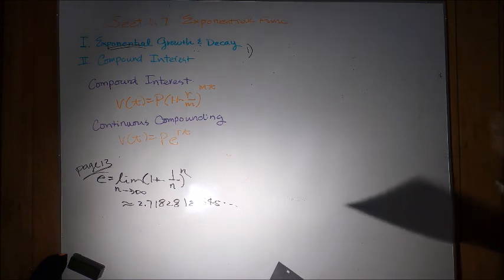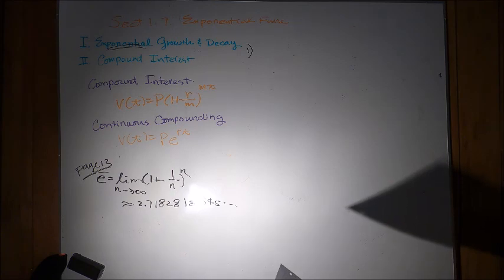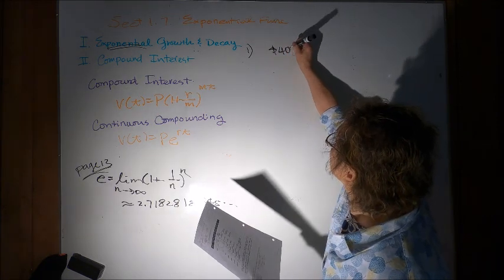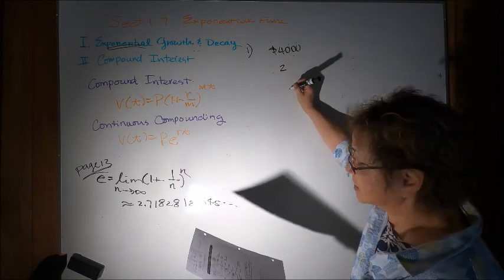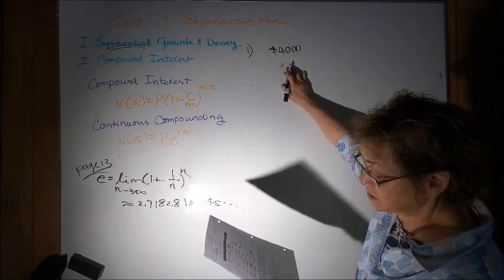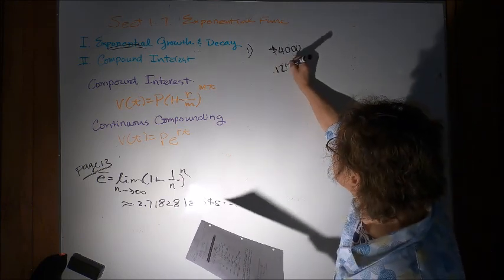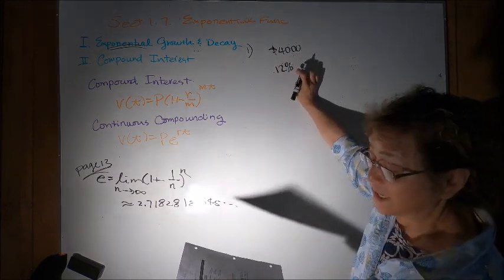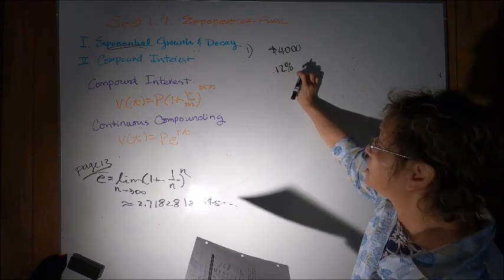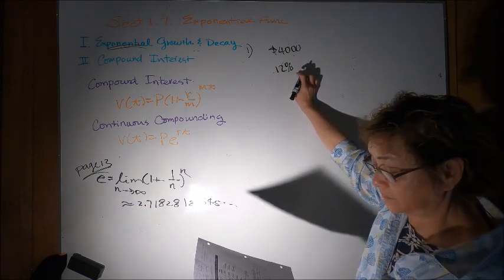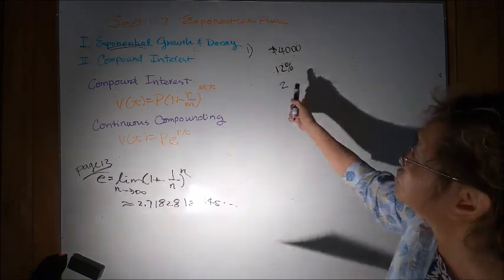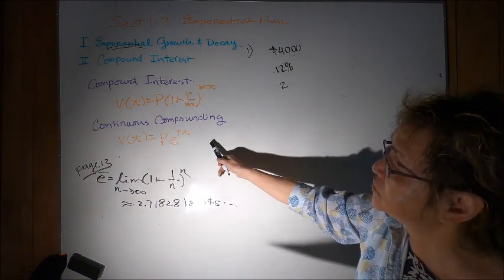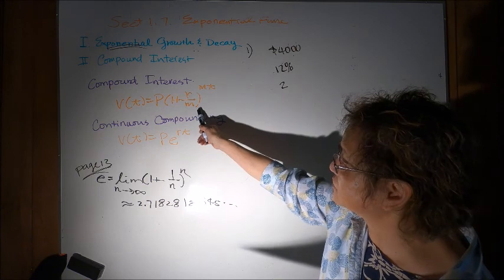For the first one, finding a future value. It says find the value of $4,000 invested for 2 years at 12%, which means an annual rate. Then we are going to compound quarterly. It's not continuous, so we are going to use the first formula.